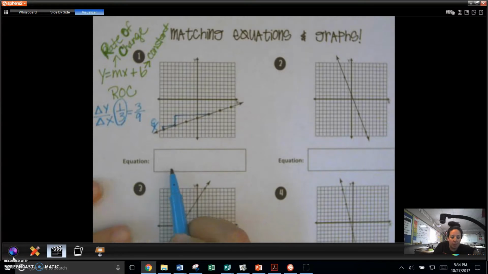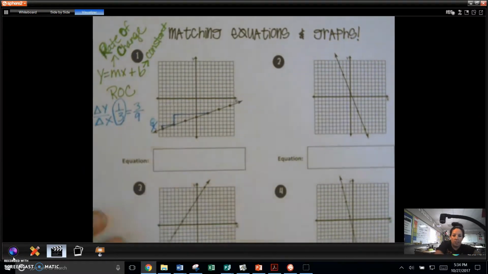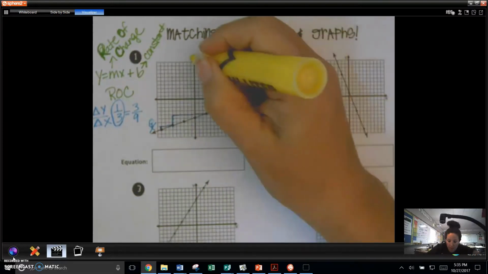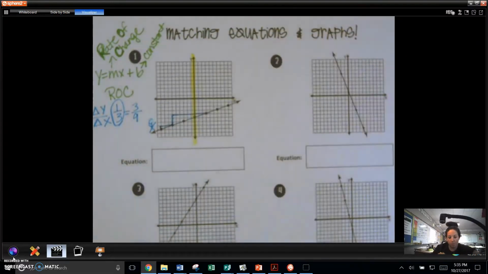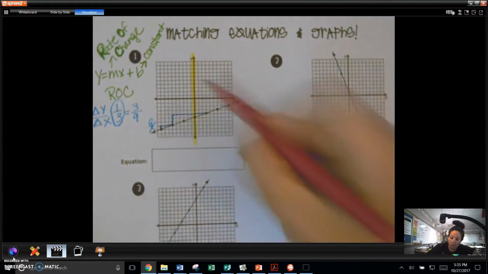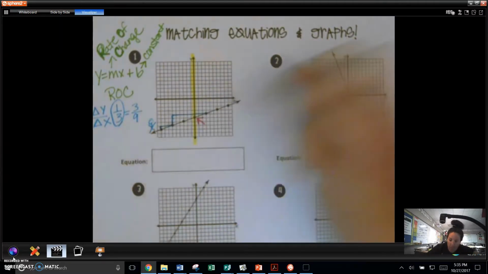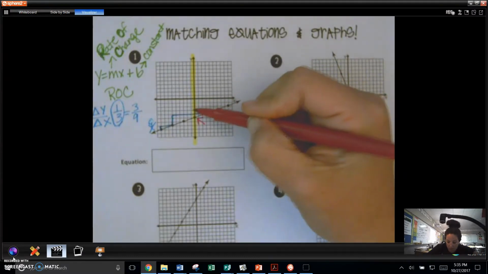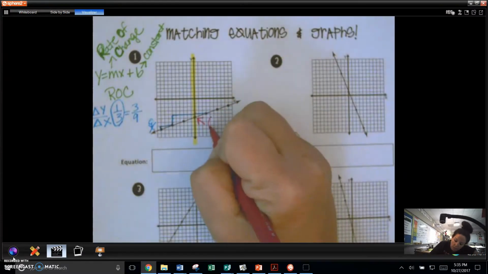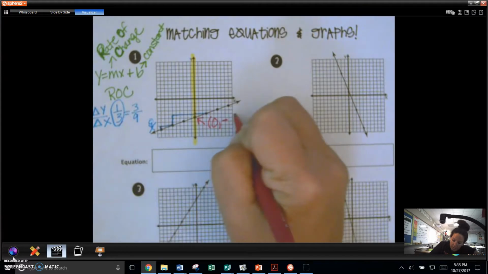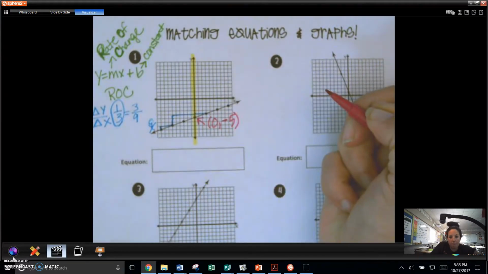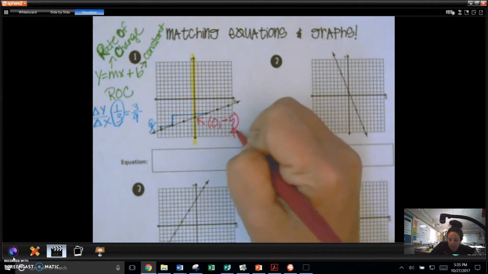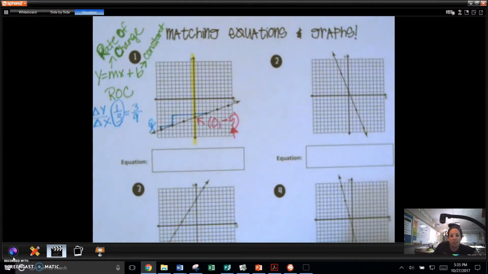The next thing we have to find is our constant. We have to see where it crosses the y-axis. And remember, your y-axis is your vertical one. So where does that line cross? Well, it crosses right here. And that point is 0, 1, 2, 3, 4, 5. So 0, -5. Our constant is where it crosses, and it crosses at -5.